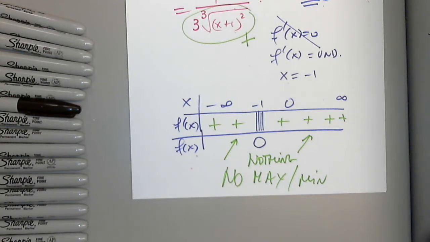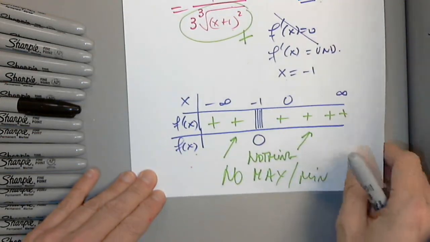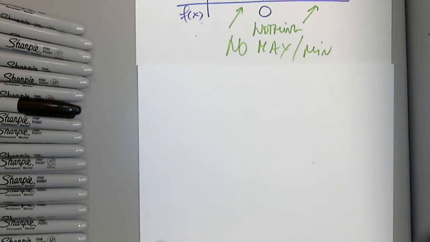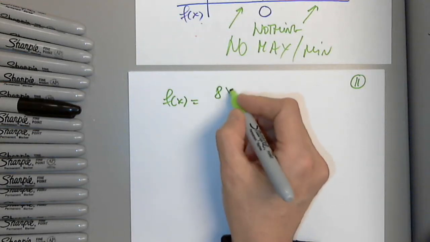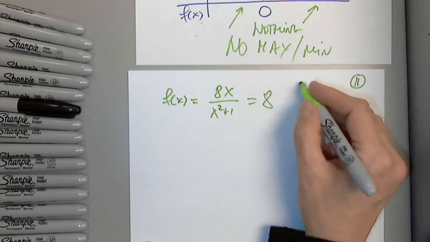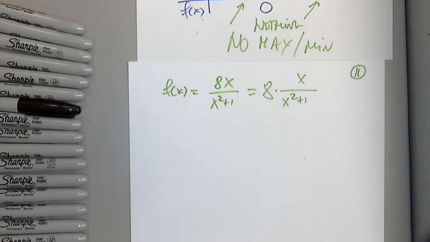Very good. Questions? Graph the function 8x over x squared plus 1, showing everything. Any questions on the previous problem? 8x over x squared plus 1. Of course I'm going to do this. I don't want to waste my time with that 8. You can wait.